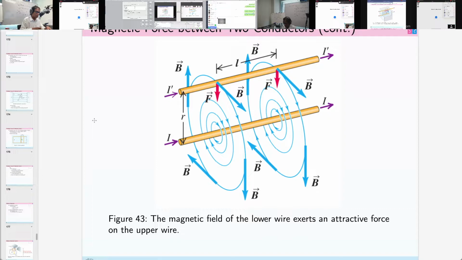Right now we have two conductors. Let's say the upper one is conductor number one, and the lower copper wire is the second conductor. Okay. It may not be made of copper, but I usually say copper wire, right? Okay.